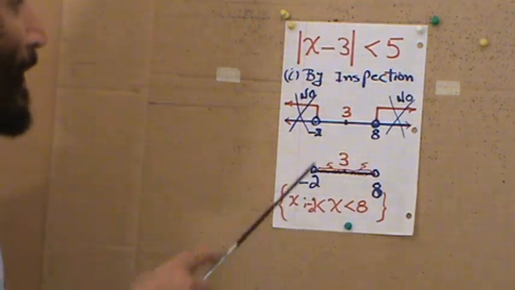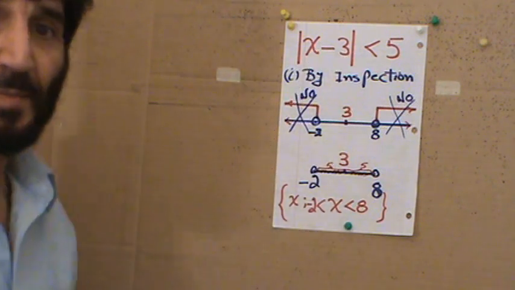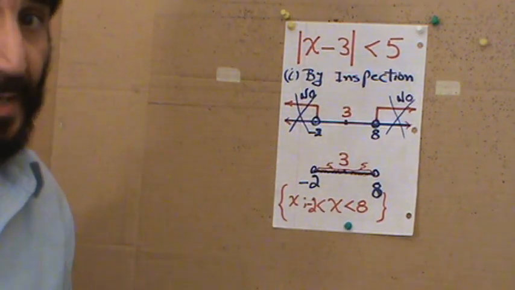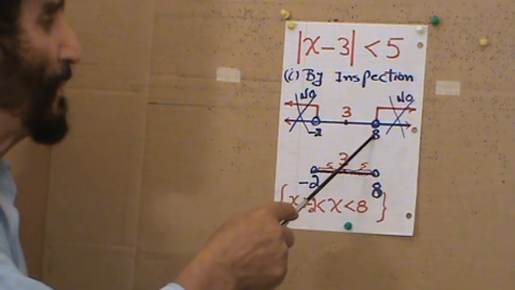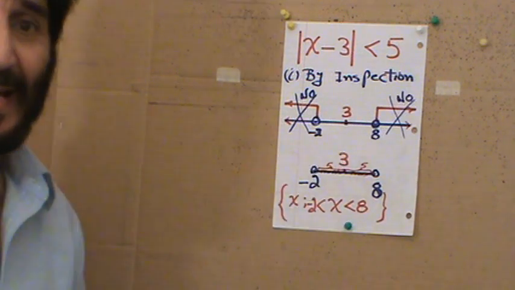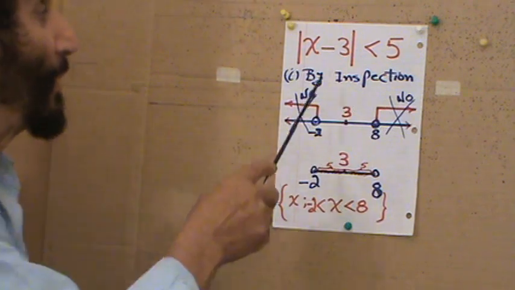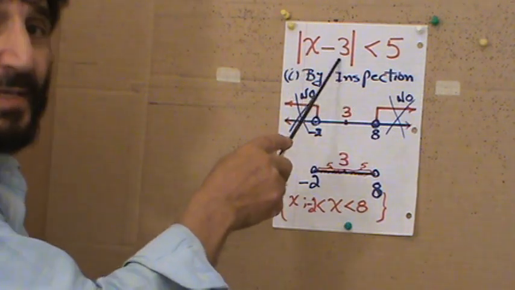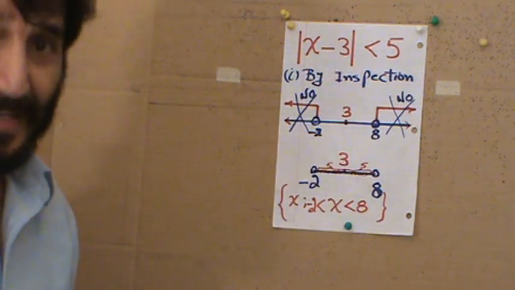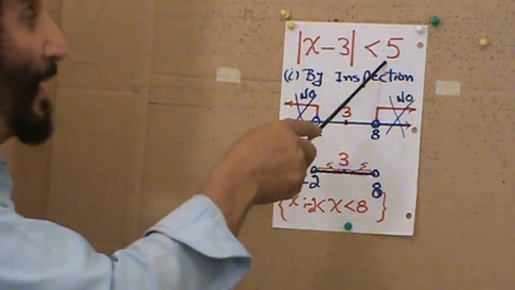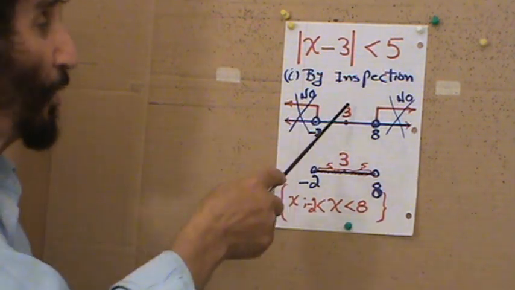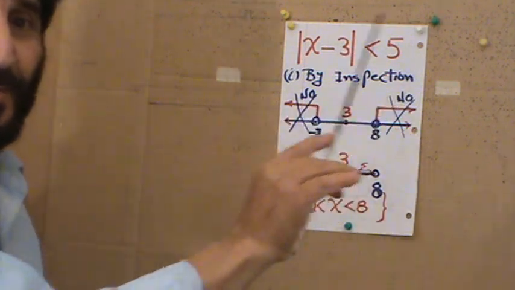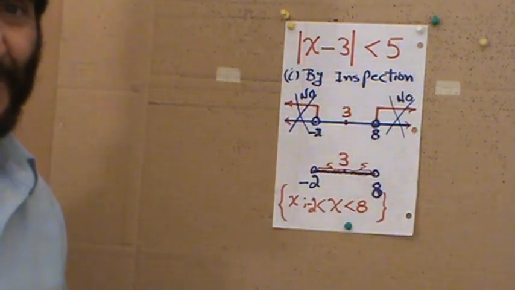All right, here we know the outcome must be what? Must be non-negative. By inspection, we know that if we take any number bigger than 8, let's say for example 10, 10 minus 3 is what? It's 7. 7 is not less than 5. Is that right? So any number to the right of 8, bigger than 8, will not work.